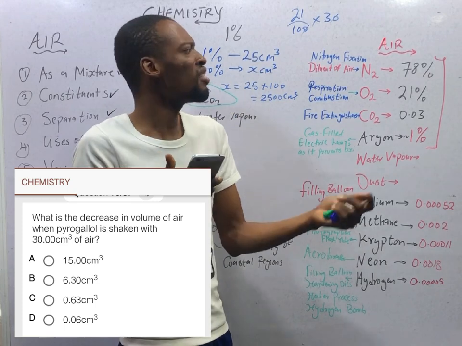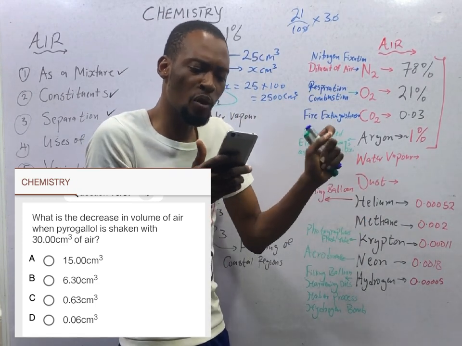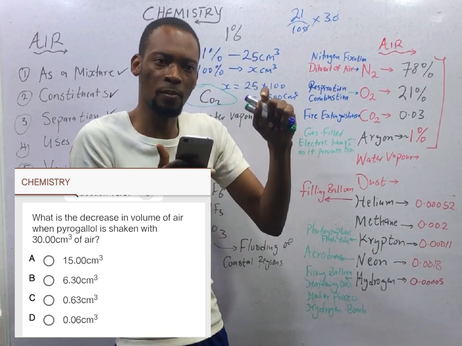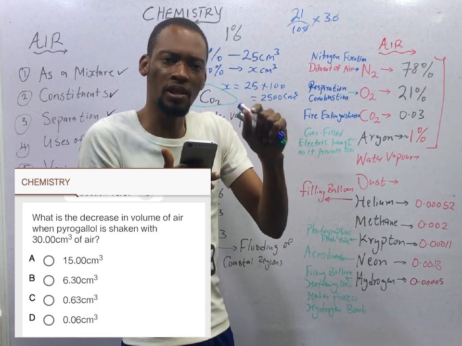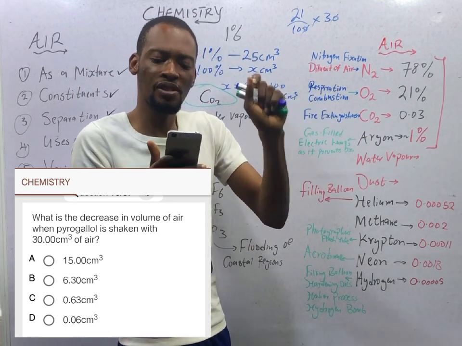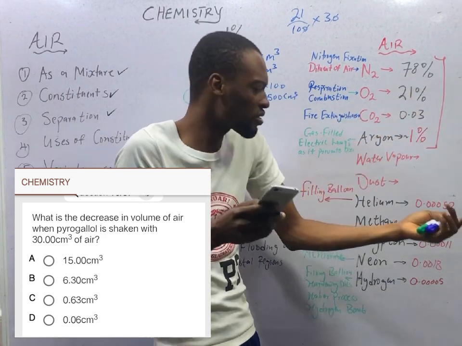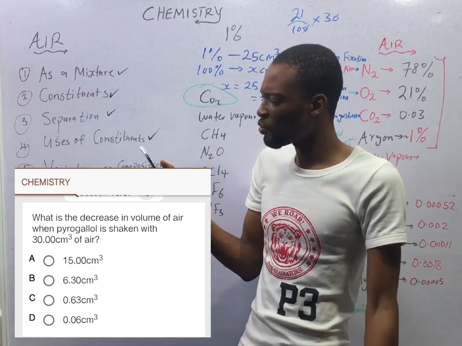That is the decrease. If you are asked what is the volume of air remaining when pyrogallol is shaken with 30 cm cube of air, pyrogallol will remove 6.3 cm cube. 30 minus 6.3 cm cube is the volume of air that will be remaining. So questions can come any way, and you can answer them any way.